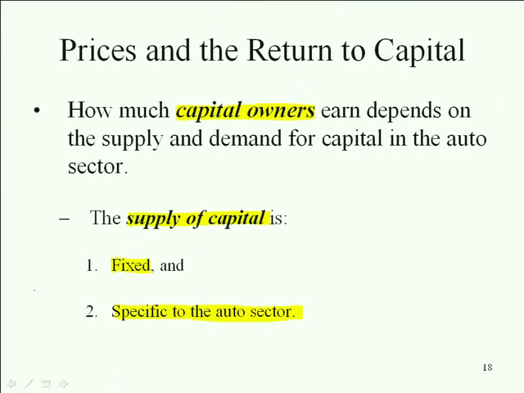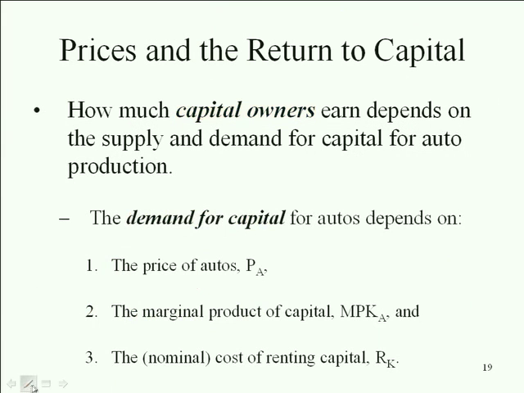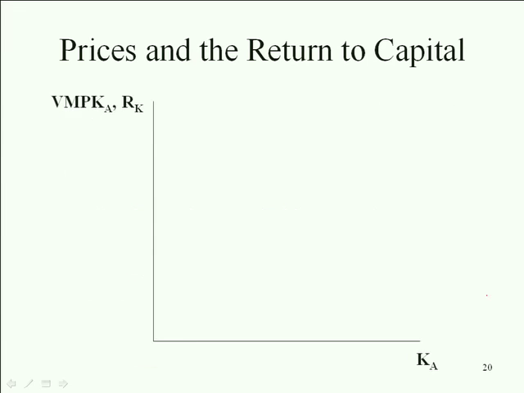Now we also need to think about the demand for capital. Again, it will be dependent upon the price of autos and the marginal product of capital in the auto industry relative to the nominal cost of renting capital, R sub K. Once again, notice that the product of the first two of these will give us the value of the marginal product of capital in the auto industry. So on our horizontal axis, we've got the capital that's available to the auto industry.